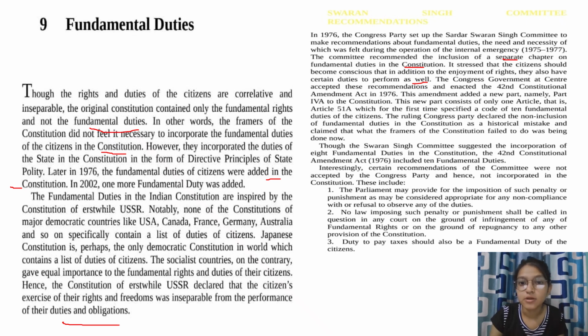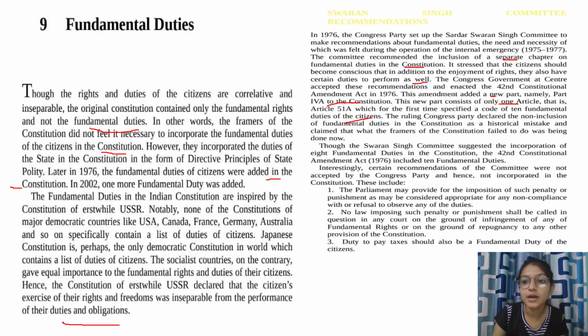This amendment added a new part, namely Part 4A, to the Constitution. So in which part do we have fundamental duties? That is Part 4A. In Part 4A, we have incorporated fundamental duties. The new part consists of only one article, that is Article 51A, which for the first time specified a code of 10 fundamental duties of the citizen. So it is very easy to remember because we have only one article regarding our fundamental duties. It is 51A, and in that article we have 10 duties for the citizens to follow.